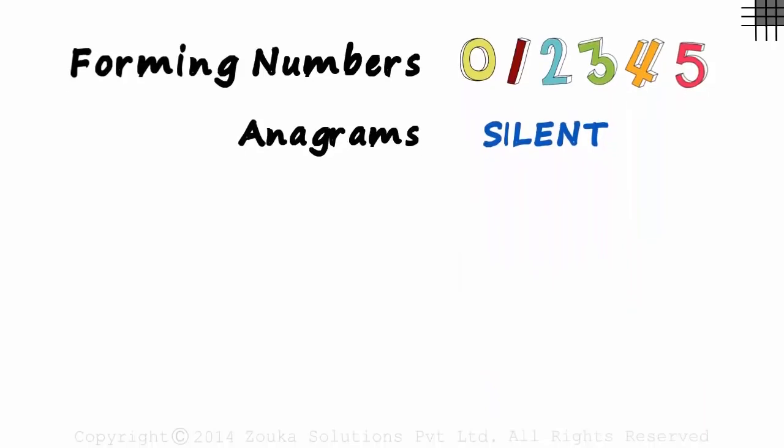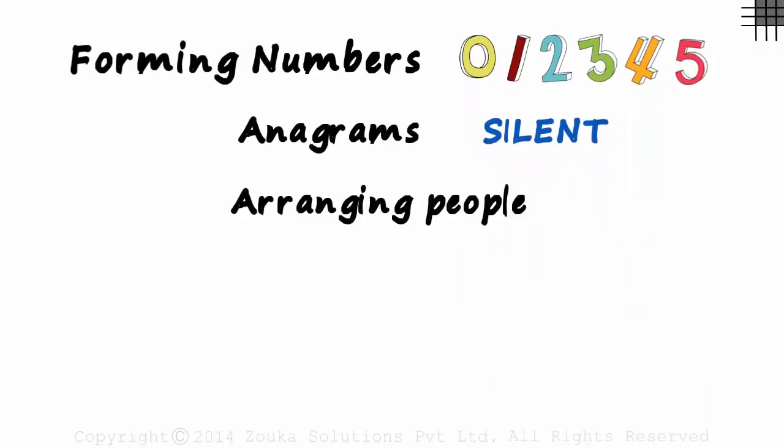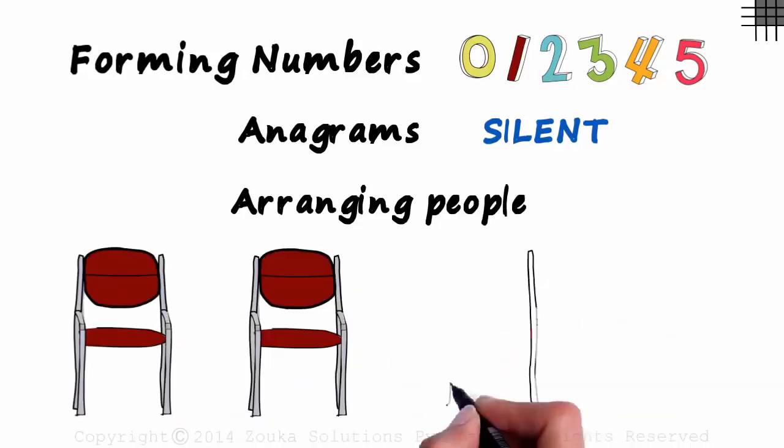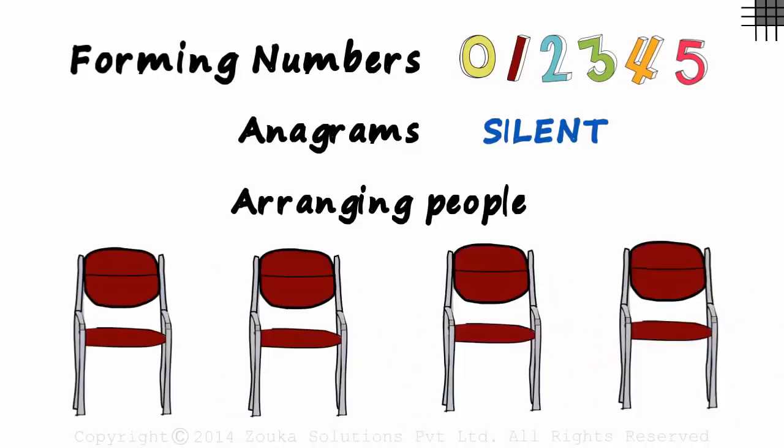It's a meaningless anagram. It won't work in Scrabble. Another category of problems would be that of arranging people. We could be asked the number of ways in which we can seat people on 4 chairs, or maybe arrange them around a circular table.